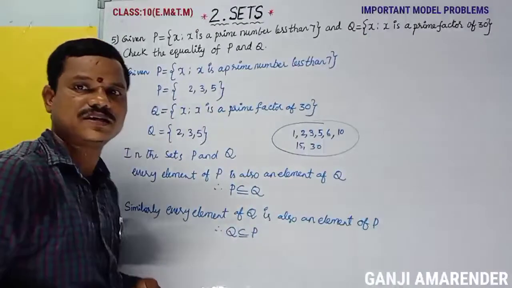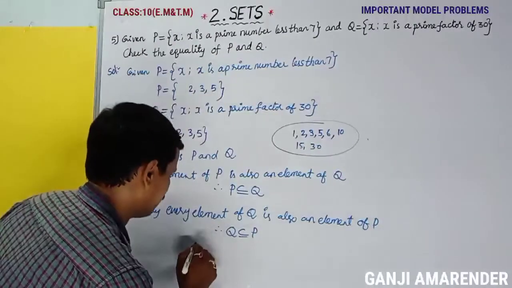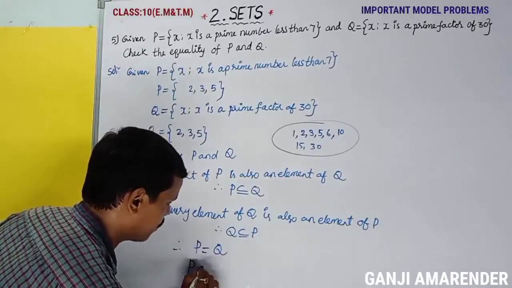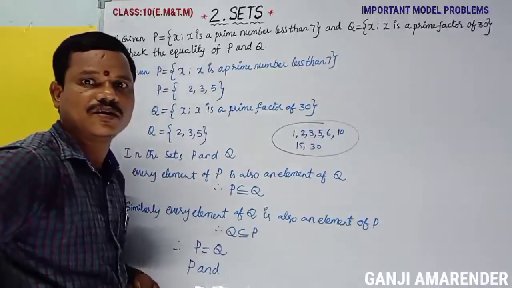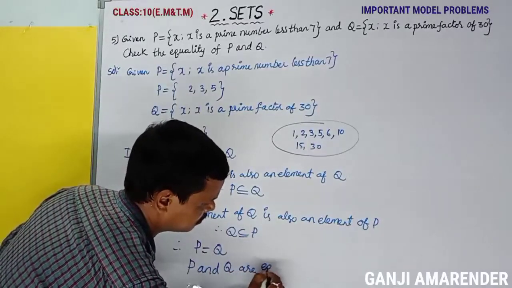From these two relations, P and Q are equal sets. Therefore, P is equal to Q. That is, P and Q are equal sets.